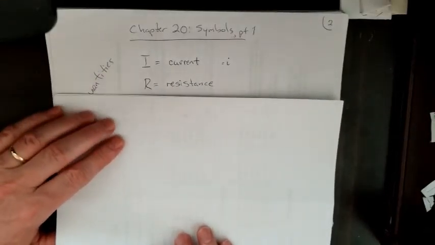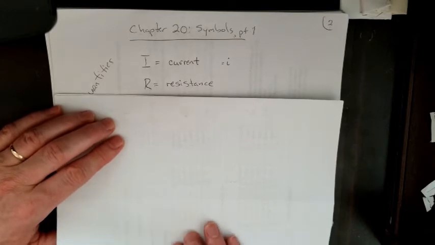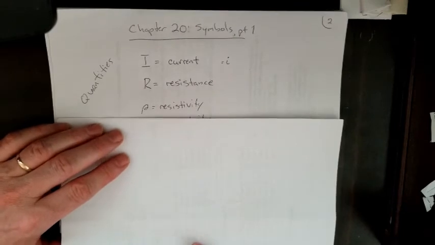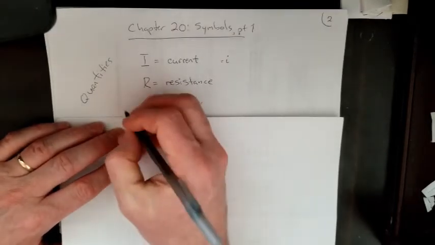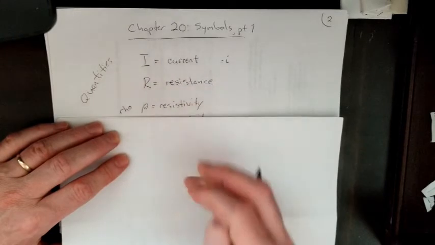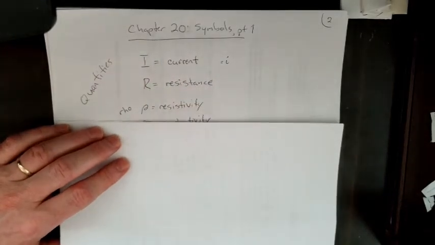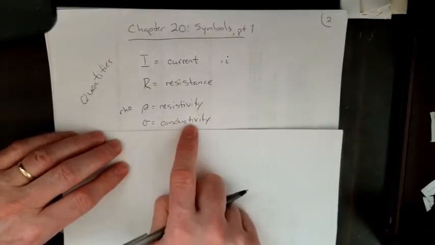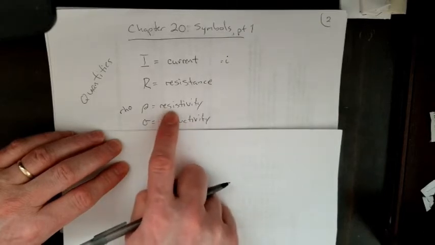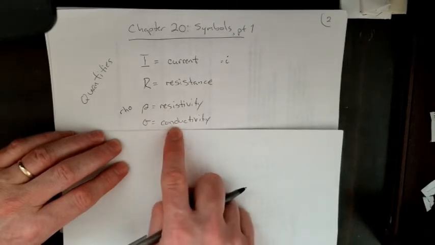Capital R for resistance. You can probably figure out where that one comes from. Rho for resistivity. That is a rho, R-H-O. And then conductivity, that is a sigma. And we primarily deal with resistivity, but there are some problems that have conductivity come into it.